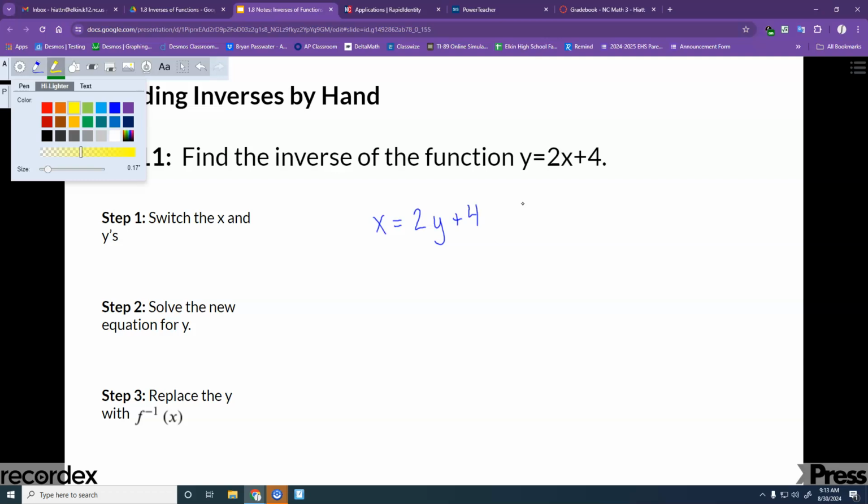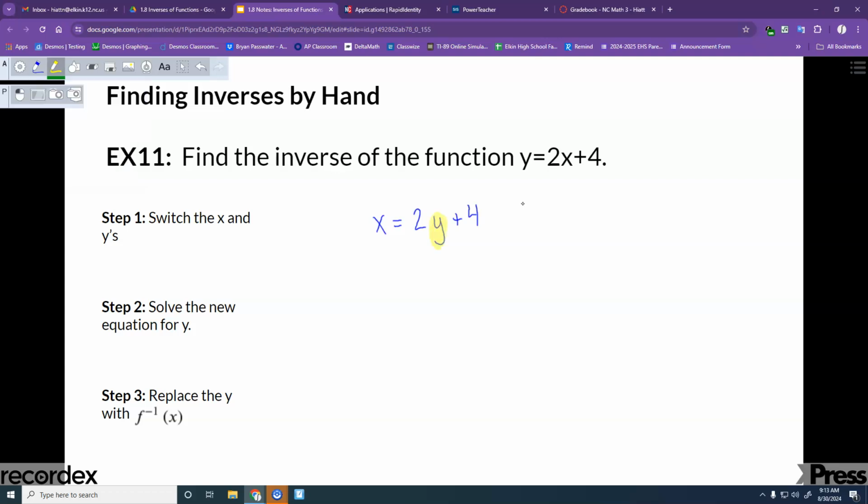So the next step is to solve for the new y. We got to get that y by itself. Now, this is going to be a little tricky because it's not like you're solving to get a number. Like the answer is not going to be 10. You're going to get a new equation is what's going to happen. Okay? But you do it just like you would solve an equation.